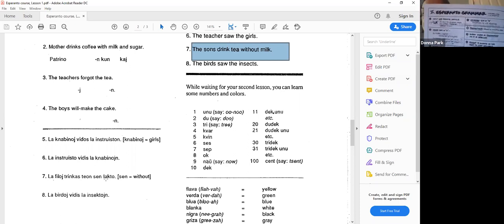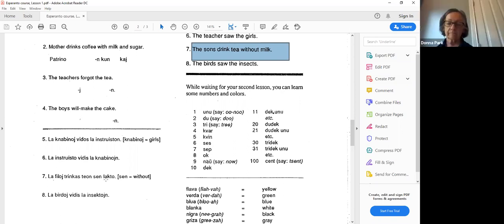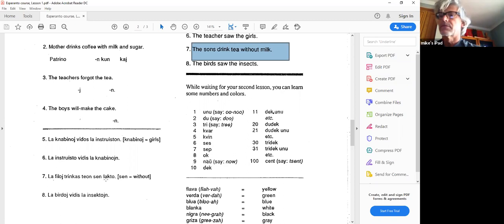Well, part of the reason is that sometimes you do want to put an n on the object of a preposition to change the meaning. So en chambro would mean in a room. En chambron would mean into the room. So in some cases, you will have an n, but it tells you that the preposition has a different meaning. Okay, but in this particular case, we don't need the n on lakto. That's right.